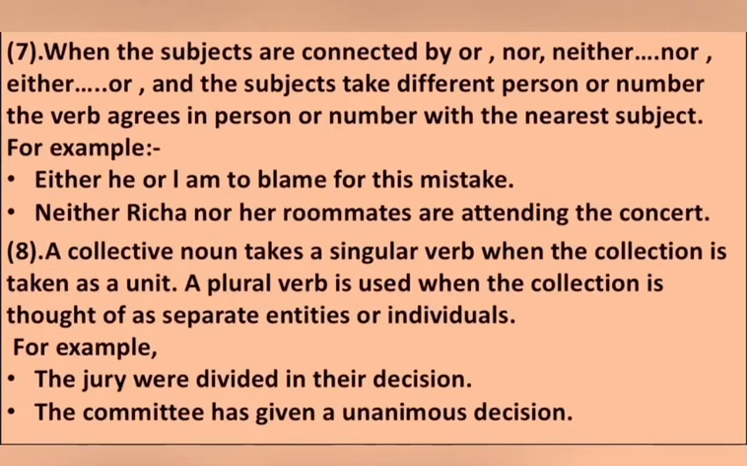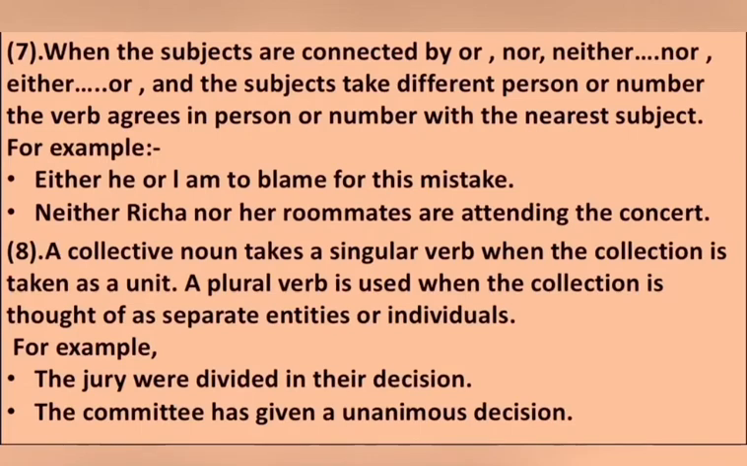Now, the next example: neither Richa nor her roommates are attending the concert. In this sentence, we are having two subjects, Richa and her roommates, that are different in number. Richa is a singular subject and her roommates is plural. Her roommates is the subject that is near to the verb, and that is why we have placed are according to her roommates. Hence, the sentence is neither Richa nor her roommates are attending the concert.